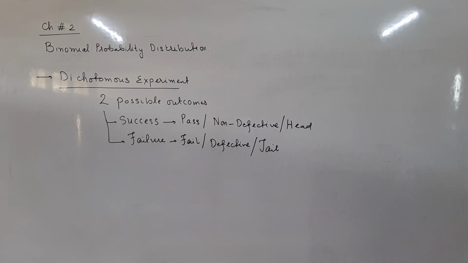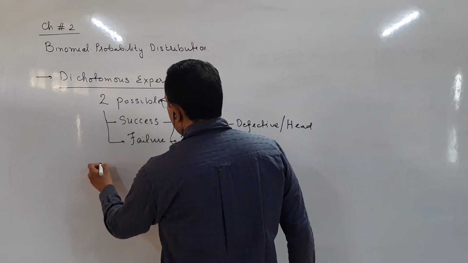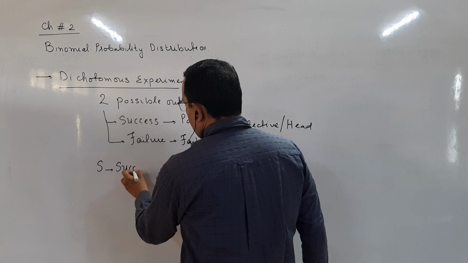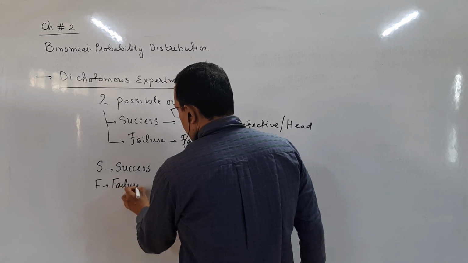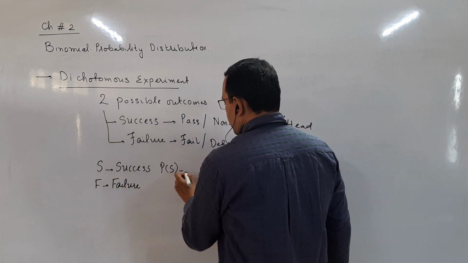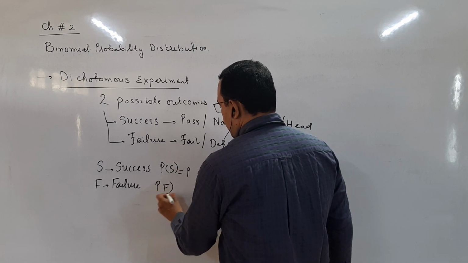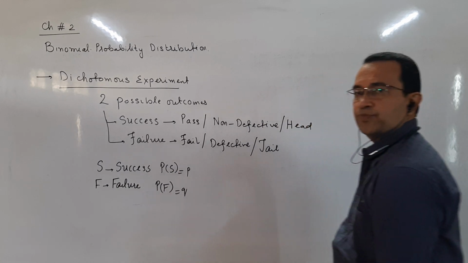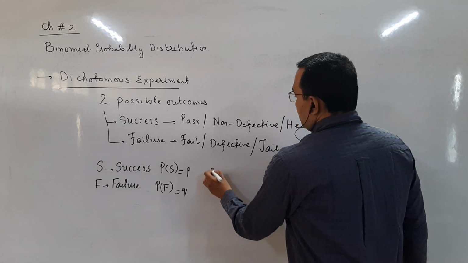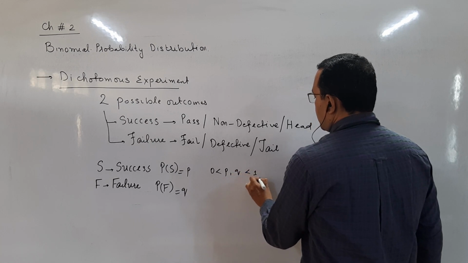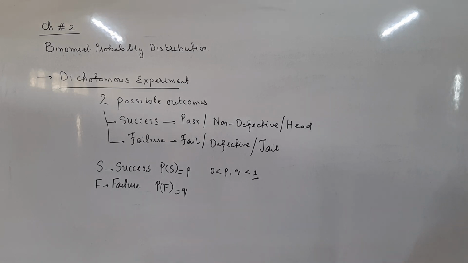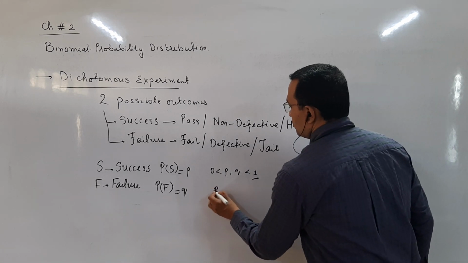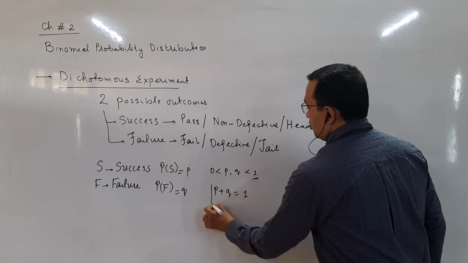Now, students, the probability of success event. Success is denoted by S and failure is denoted by F. Probability of success event is small p and probability of failure event is denoted by small q, where p and q are definitely between 0 and 1 and such that p plus q is equal to 1. Of course, this is very important.